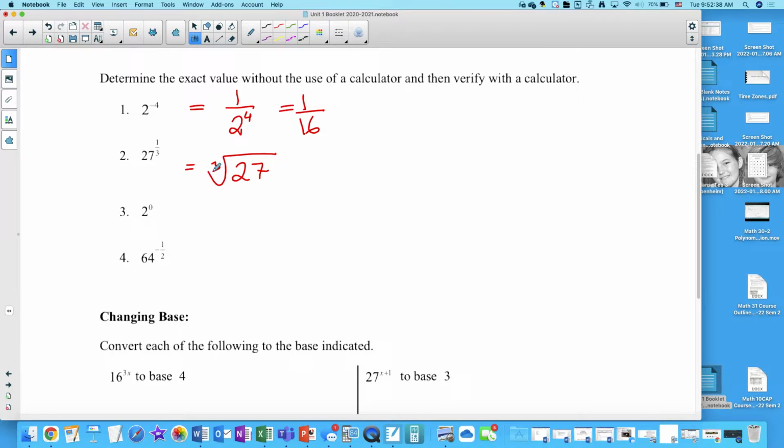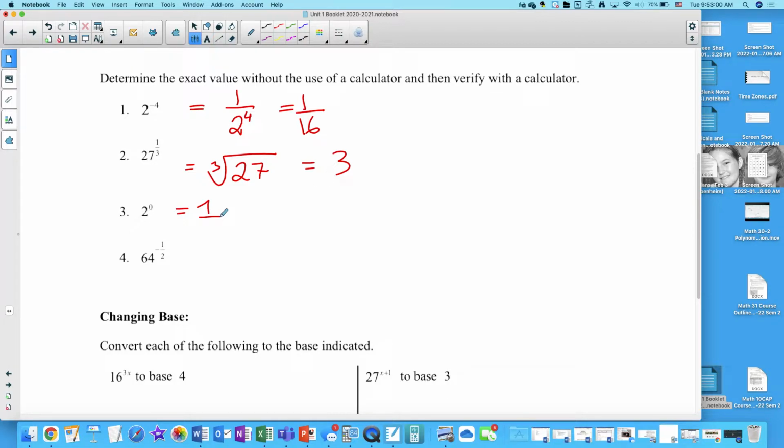Okay? 2 to the 0. 1. And 64 to the negative 1/2. Okay, so, yep. 1/8, very good, yes. So there's a couple things that we need to deal with in this question.